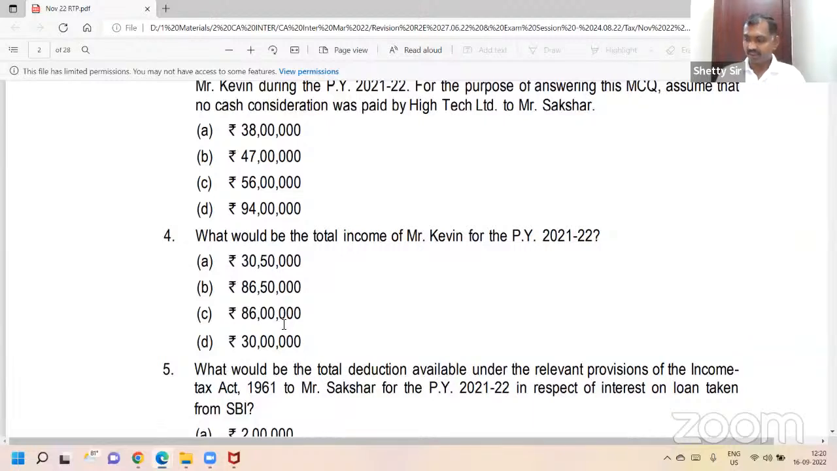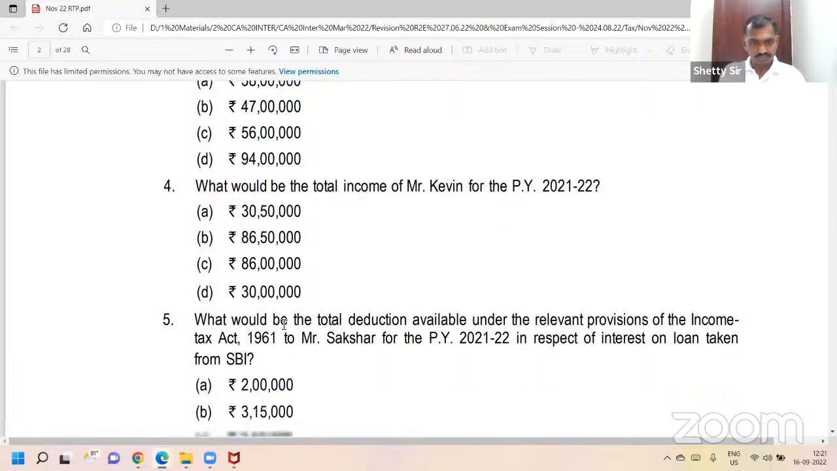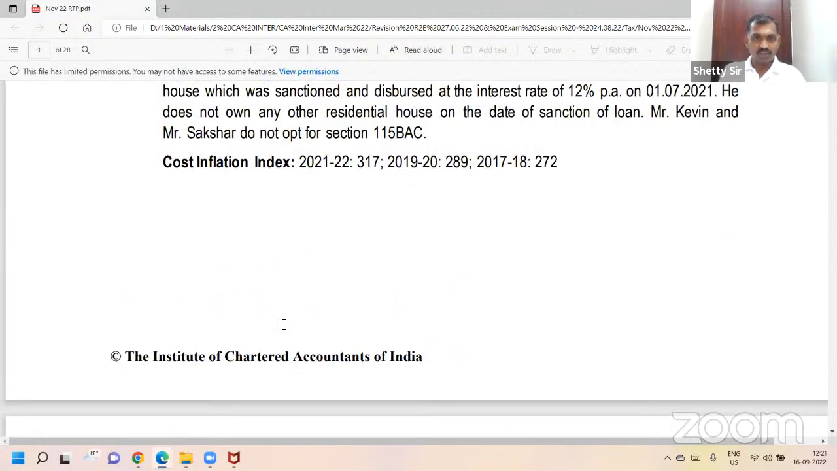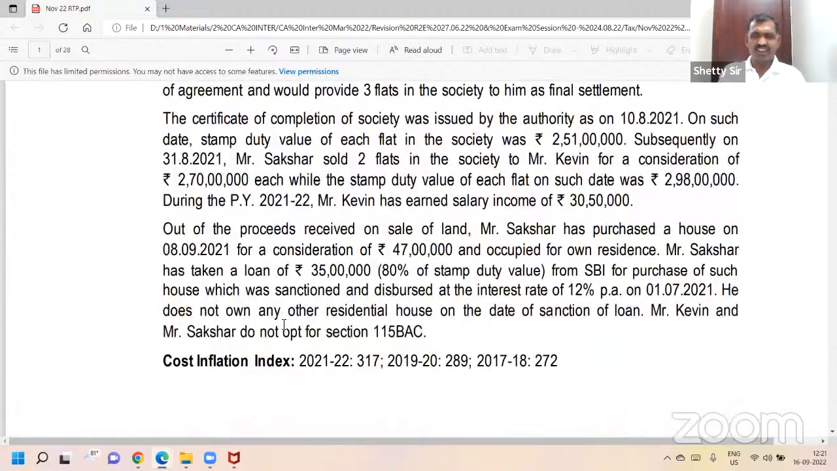Yeah, beauty. This is the answer: 86 lakh. So the answers for questions 1 to 4 are: 1 A, 2 C, 3 D, 4 C. Are you there? Yes. One more beauty. I love this. This is straight common sense.